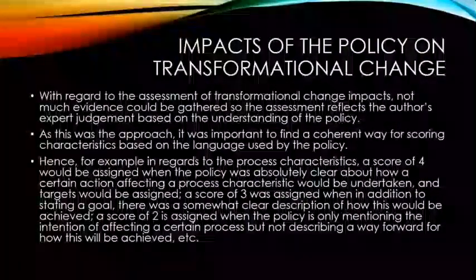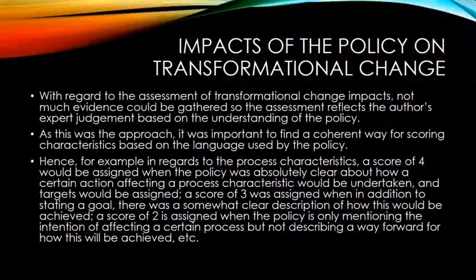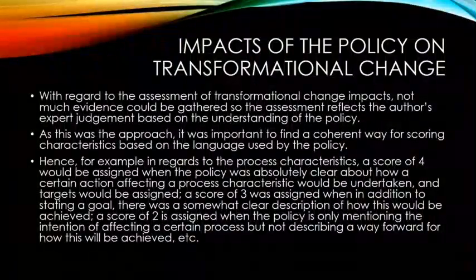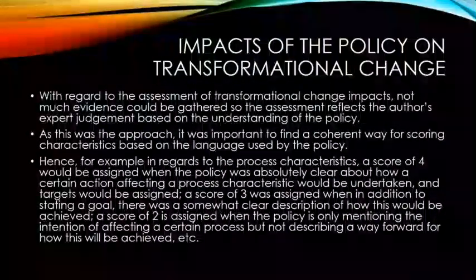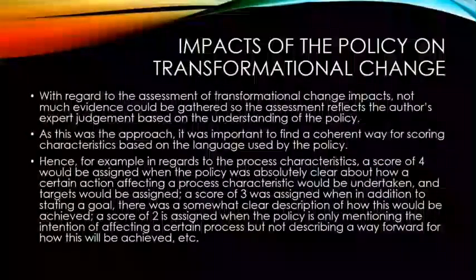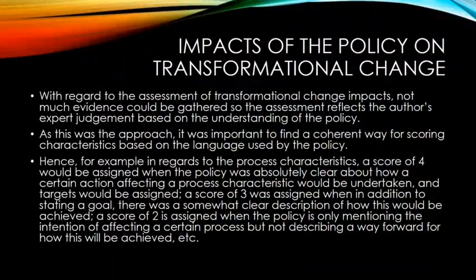For example, in regards to the process characteristics, this was done by applying a score of 4 if the policy was absolutely clear about how a certain action affecting the process characteristics would be undertaken, and if the targets would be assigned. Another example, a score of 3 was assigned when not only was the goal stated, but there was also a clear description of how this would be achieved. And then a score of 2 was assigned when the policy only mentions the intention of affecting a certain process, but no clear way of how it would actually be achieved is described.